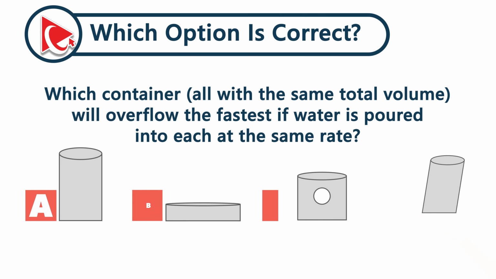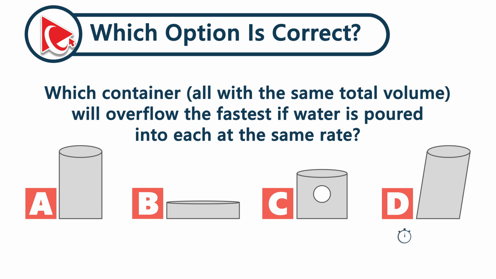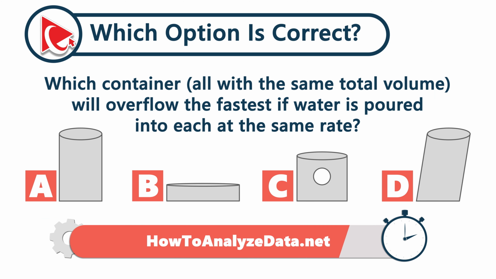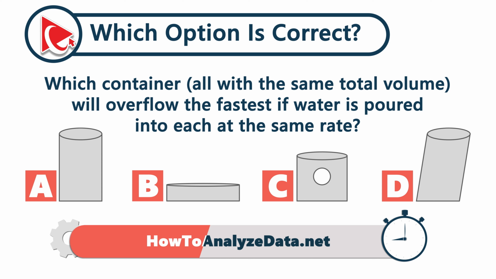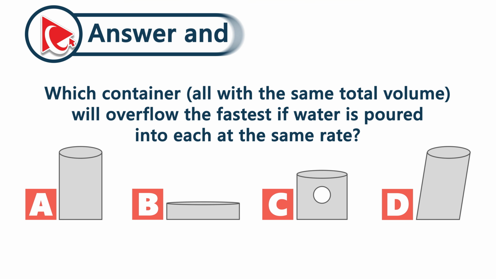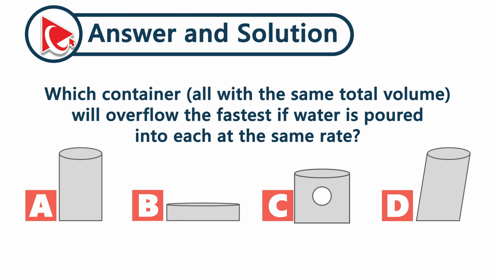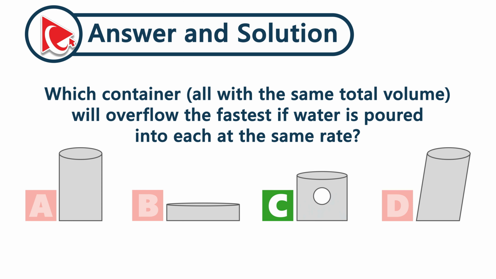Which container, all with the same total volume, will overflow the fastest if water is poured into each one at the same rate? Take a close look at all the containers. In 3 of them, water will fill gradually. But in one container, the hole causes it to leak halfway through the fill, making it the first one to overflow in function, not in the form. So the correct answer here is choice C, a container with the hole halfway up the side.